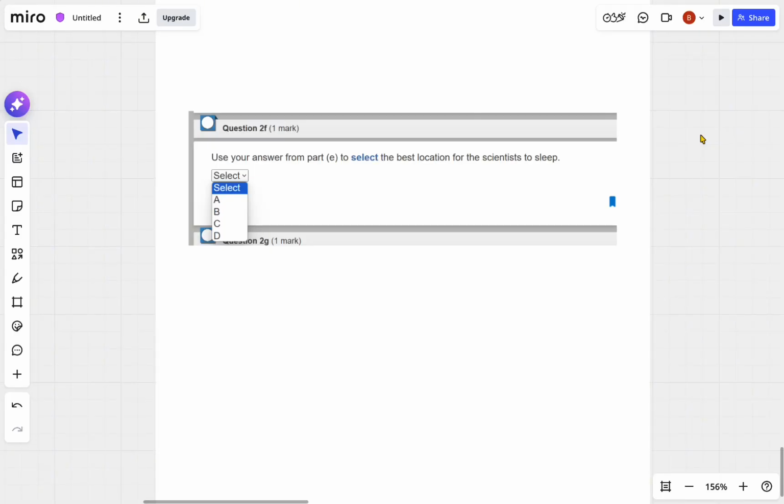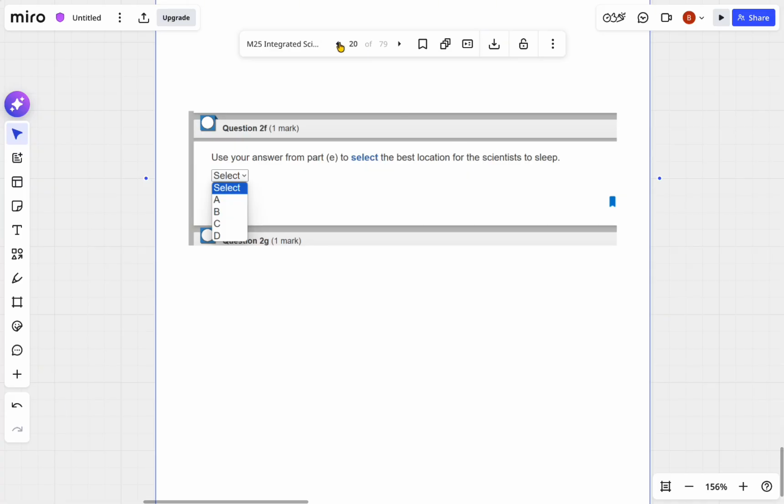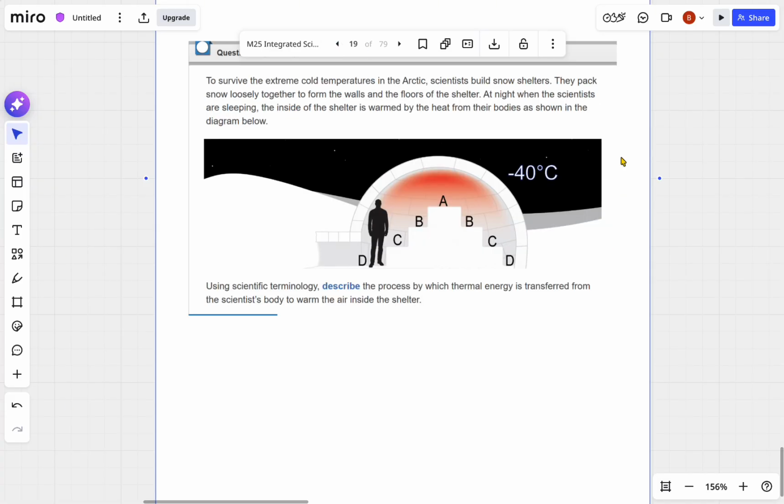Now we have question 2F. It says use your answer from part E to select the best location for the scientist to sleep. Let's just look at the image that is given in the part E question. We can see that this is the image that is given. We have to just determine the best location for the scientist to sleep.